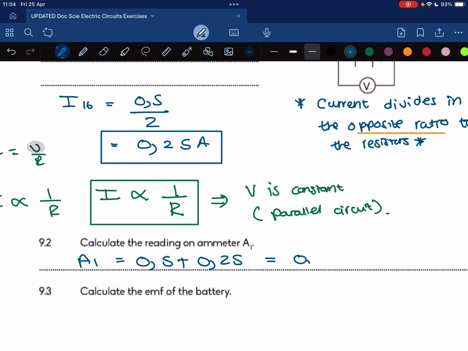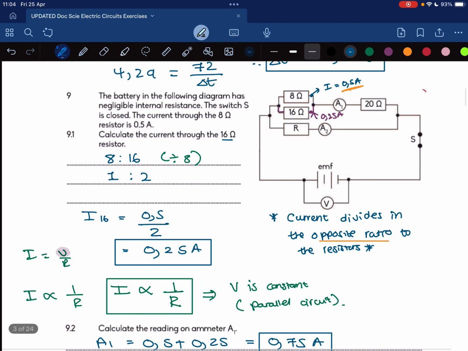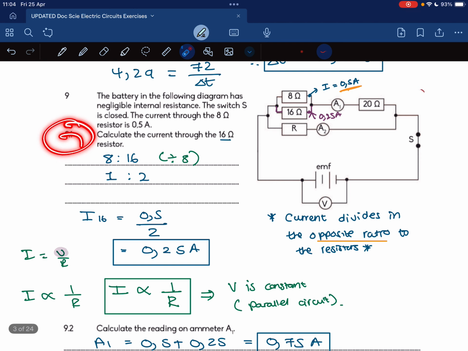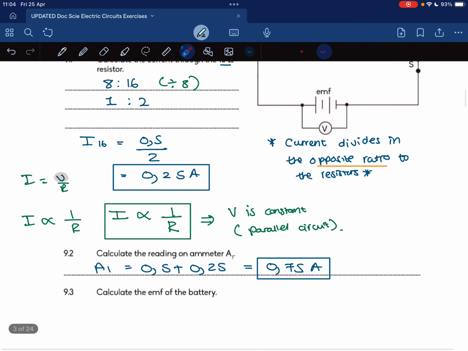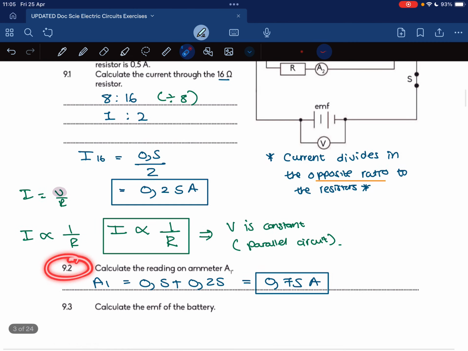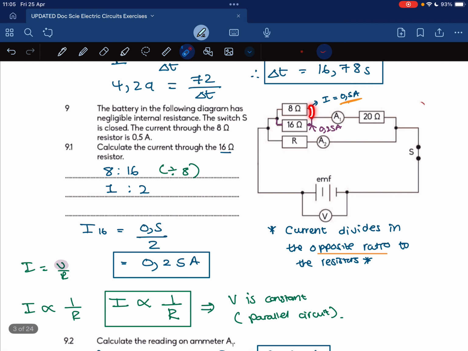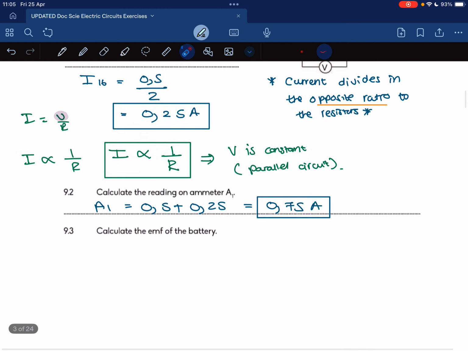Which is 0.75 amps. Now remember, if this was an exam and you couldn't find 9.1, you didn't know what to do, but you do know that 9.2 just requires you to calculate the current here and the current here, and you just add them together. Then guess an answer here.